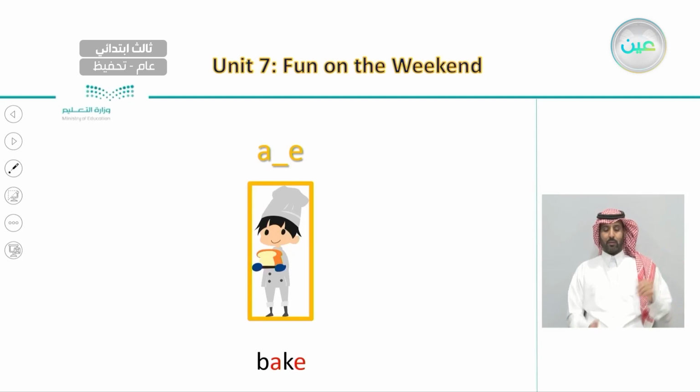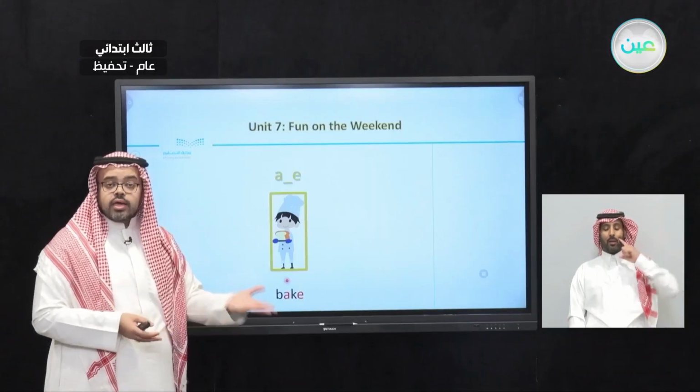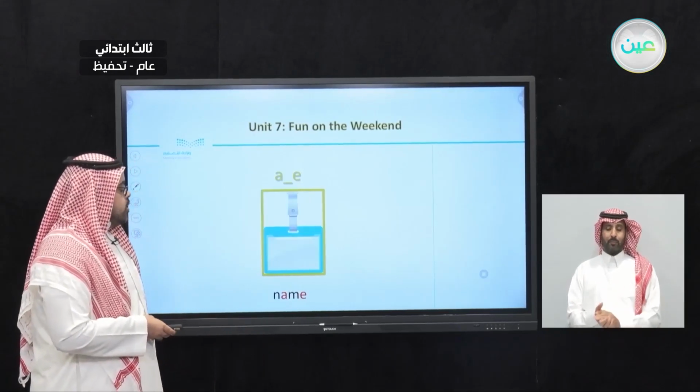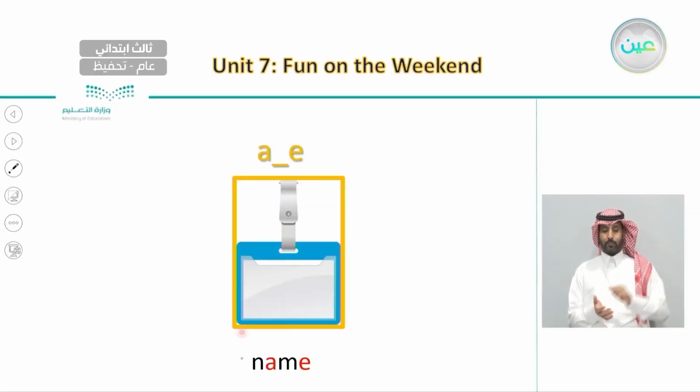Now, the next word from the AE group is bake. Bake. Say with me. Bake. Very good. Bake also has A and E at the end. This man is trying to bake a cake. Very good. Next, from the AE group is name.